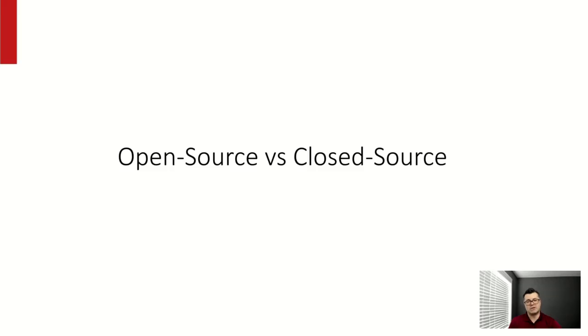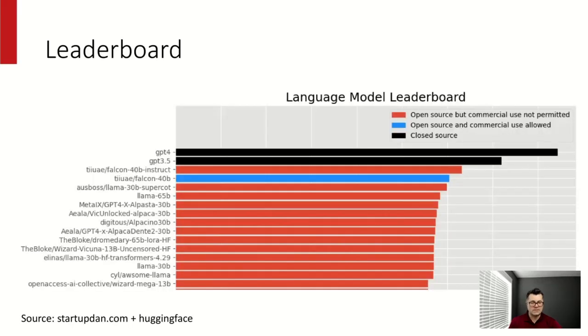I'll just quickly mention the open source community has made immense progress. There is a leaderboard by startupdan.com where the performance of the commercial models like GPT are stacked against the open source models, so you can track what kind of performance gap there is. The original leaderboard comes from Hugging Face, and that only lists the open source models.